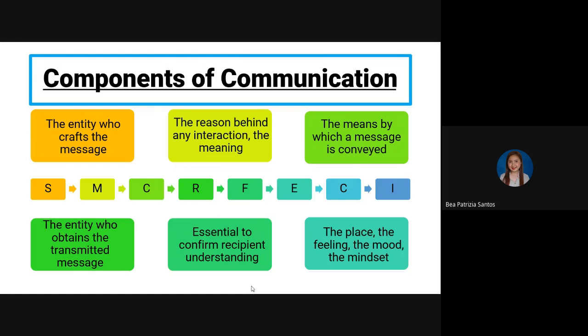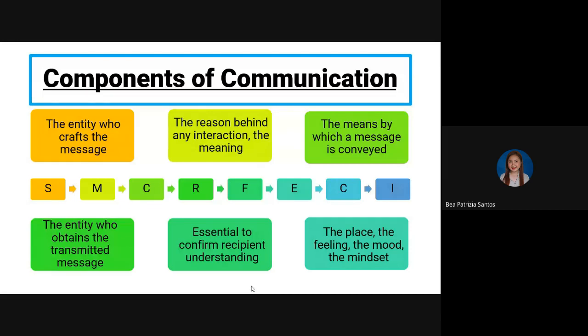It means the entity who crafts the message. What is the word we are looking for? It starts with the letter S. Okay, correct. Sender. The next box, letter M, the reason behind any interaction, the meaning. M is for message. Correct. C, it means the means by which a message is conveyed. C is for channel. Correct.